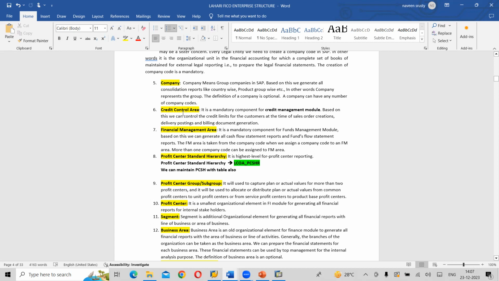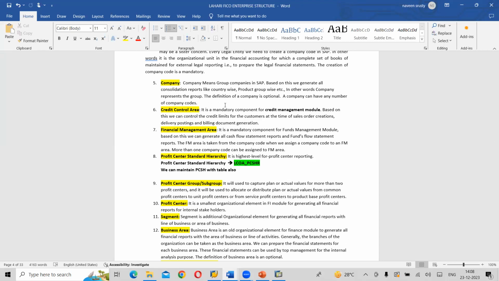Okay, and after that, once we create the credit control area, there is a separate consultant for credit management. Now we are known as FICO consultants, right? So a separate consultant will be there for credit management, and those people will take care. First, we will create the credit control area structure and give it to them, and after that they will do their activities.